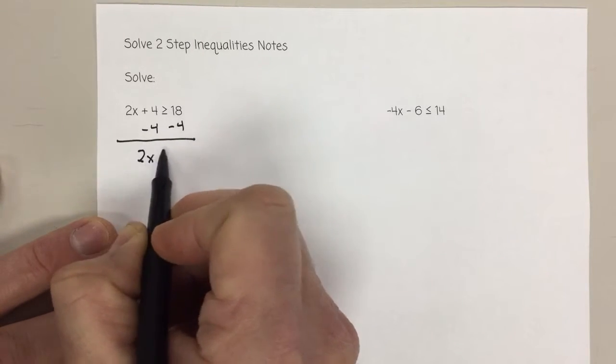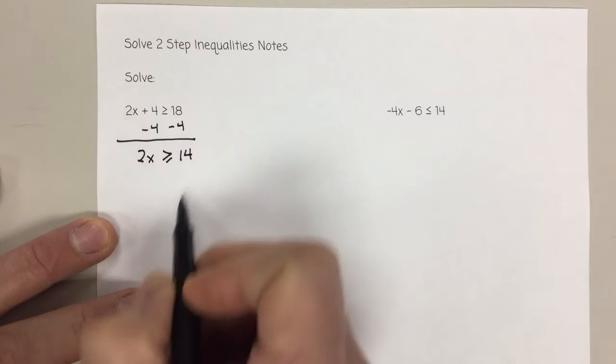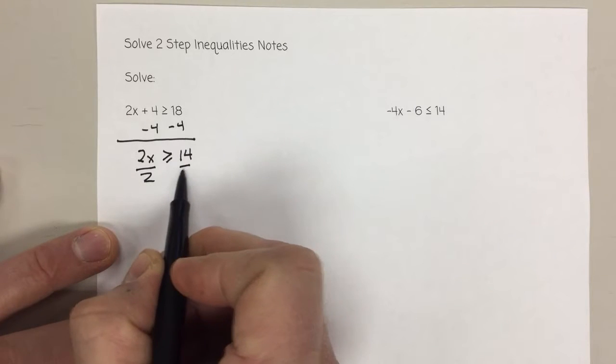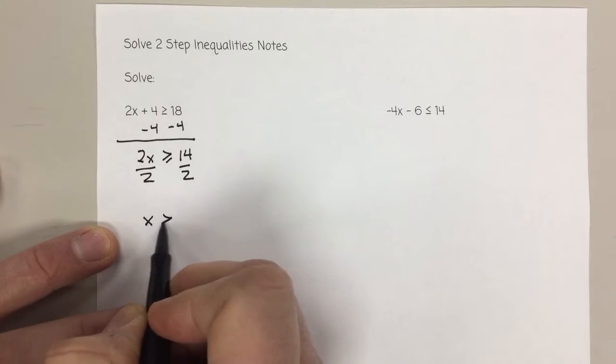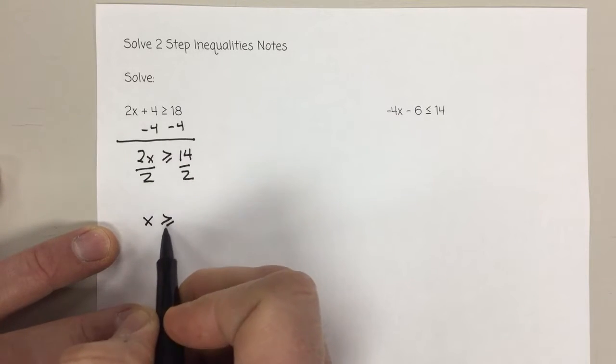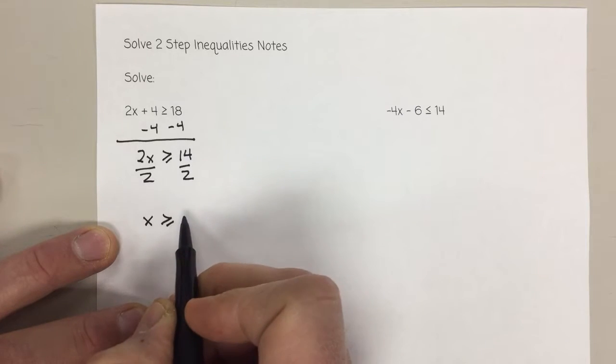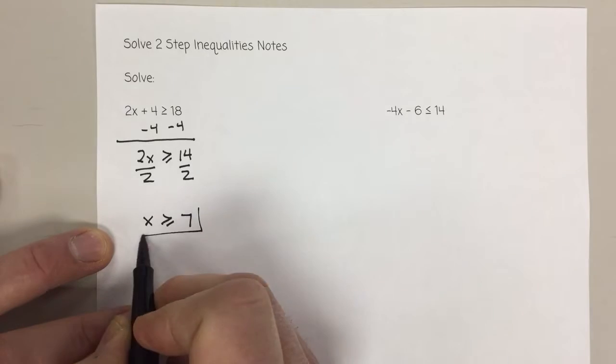So for number 1, my first step would be to subtract 4 from both sides, leaving me with 2x is greater than or equal to 14. Then I'm going to divide both sides by +2. Dividing by a positive number allows me to keep the sign the same direction. 14 divided by 2 is 7.